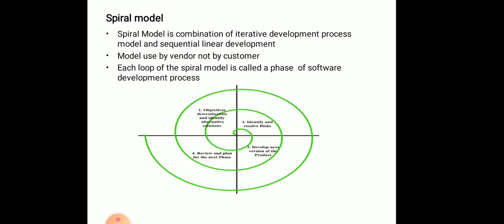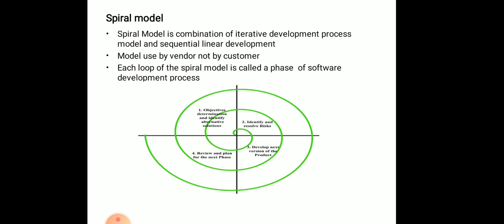Okay, next model is our spiral model. Spiral model is a combination of iterative development process model and sequential linear development model used by a vendor, not by a customer. Remember that. Model used by a vendor, not by the customer. Each loop of the spiral model is called a phase of the software development model.